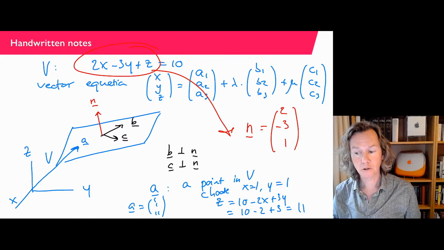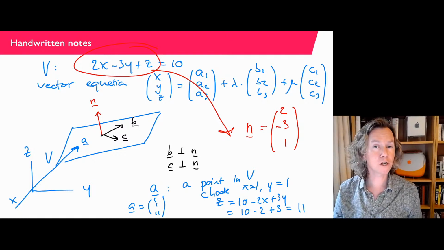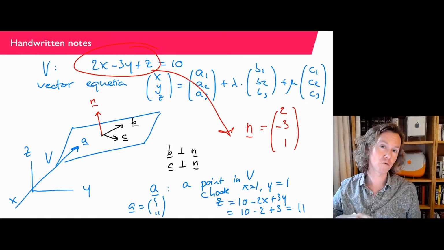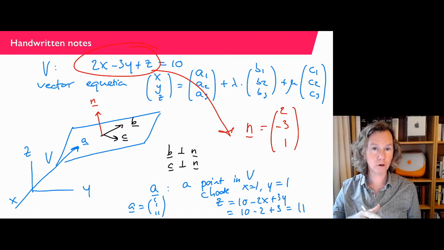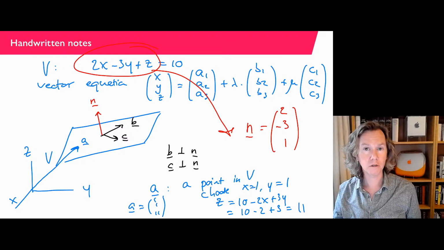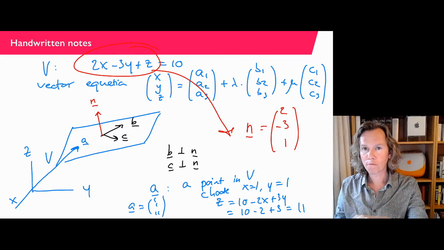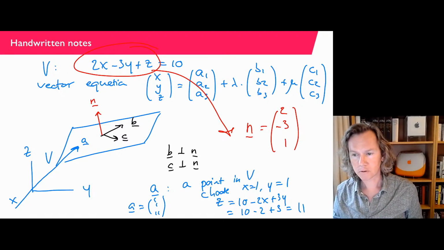Okay? So these are a few pointers, not a complete solution, but this is how you can get from the normal equation of a plane to the vector equation. And the other way around, we've done that during the lecture. You can find that in the lectures for either week 2 or the beginning of week 3. I cannot really remember when I covered this, but I'm sure you can manage there.